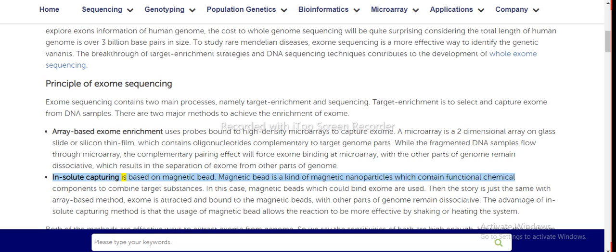In situ capturing is based on magnetic beads. A magnetic bead is a kind of magnetic nanoparticle which contains functional chemical components to combine target substances. In this case, magnetic beads which could bind the exome are used. Then the story is just the same as the array-based method. The exome is attracted and bound to the magnetic beads, with other parts of the genome remaining dissociative. The advantage of the in situ capturing method is that the usage of magnetic beads allows the reaction to be more effective by shaking or heating the system.